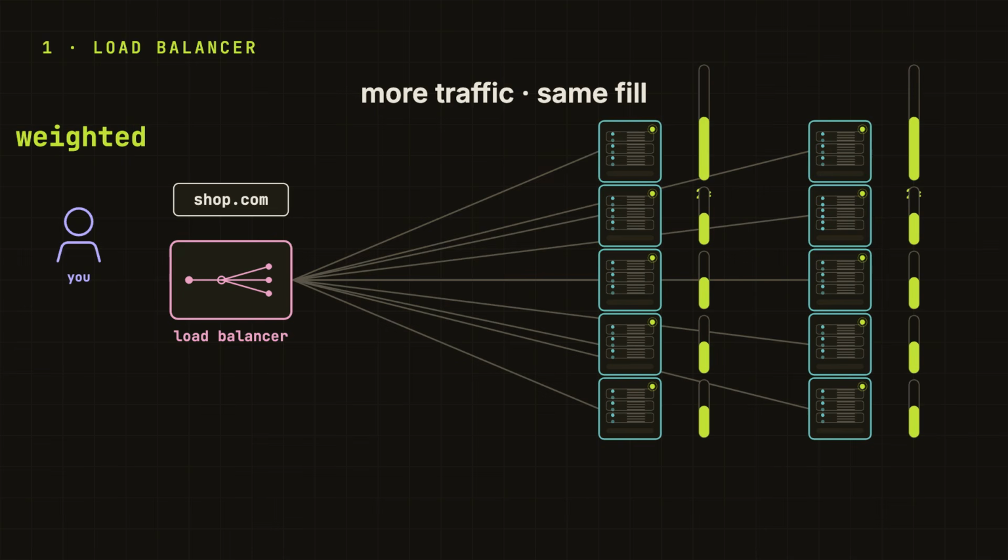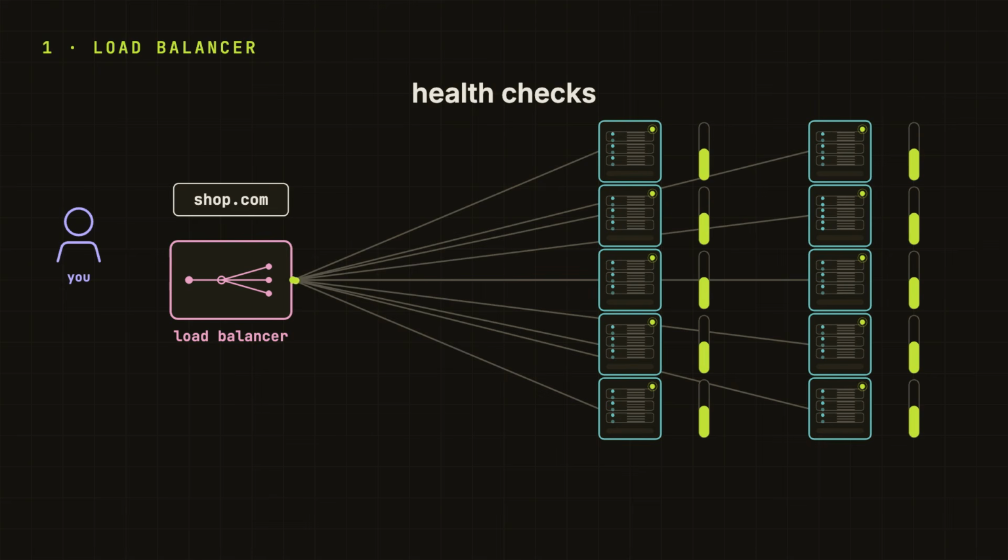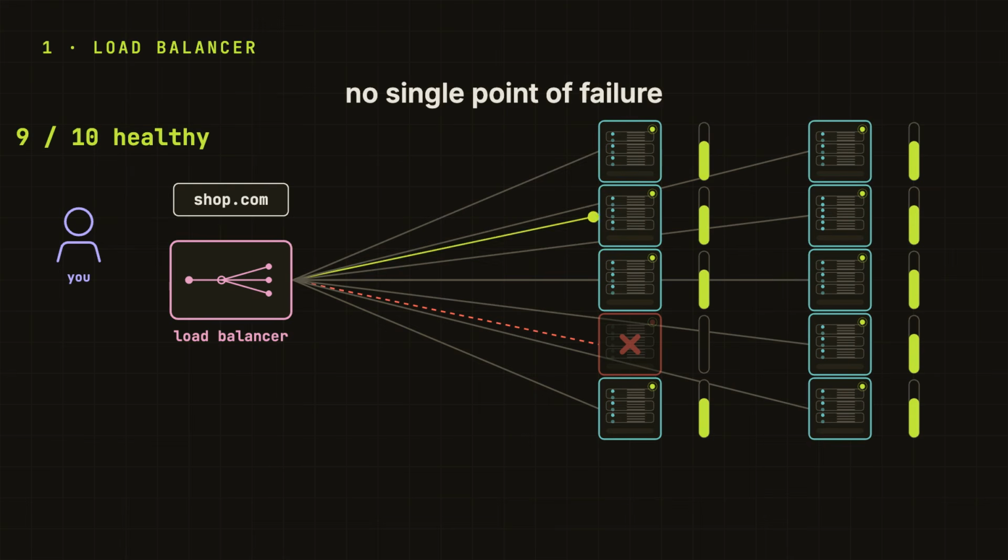And here is a critical job of the load balancer, health checks. The load balancer constantly pings each server behind it, asking, are you alive and healthy? And the moment a server stops responding, the load balancer stops sending it traffic. It routes around the dead one automatically. This is exactly what gives us that no single point of failure we wanted from horizontal scaling.